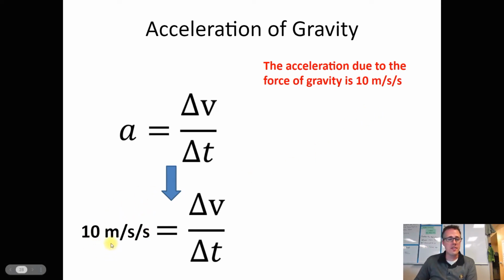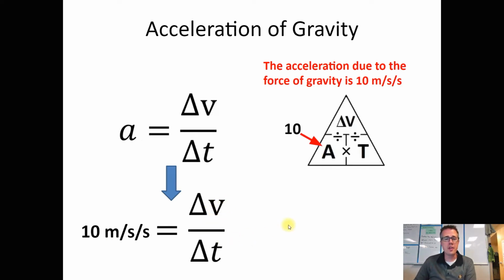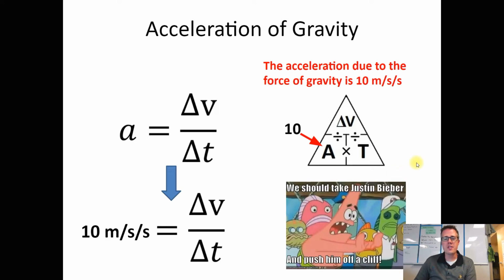So we can think about the acceleration equation when we're talking about gravity like this. The acceleration of gravity is 10, but it's still the same equation. That equals change in velocity over change in time. We can also use the little triangle to our advantage. Every time, the acceleration part is going to be 10. So let's use an example.